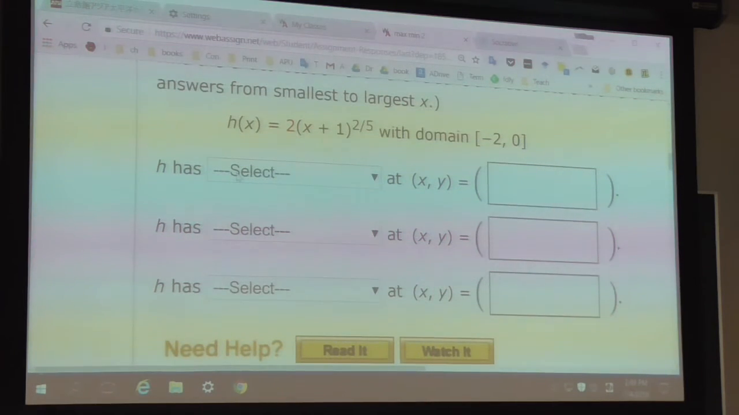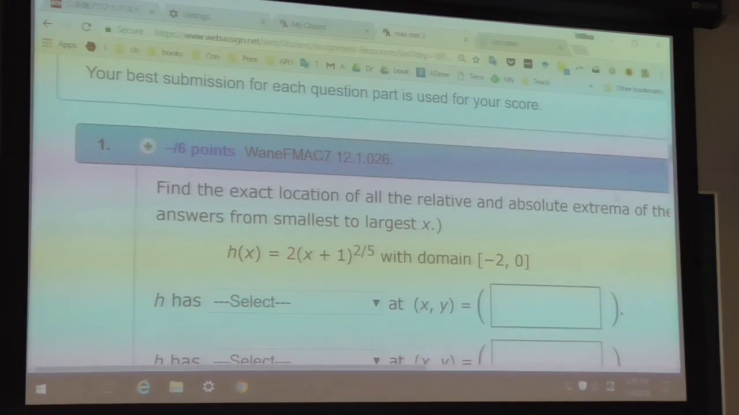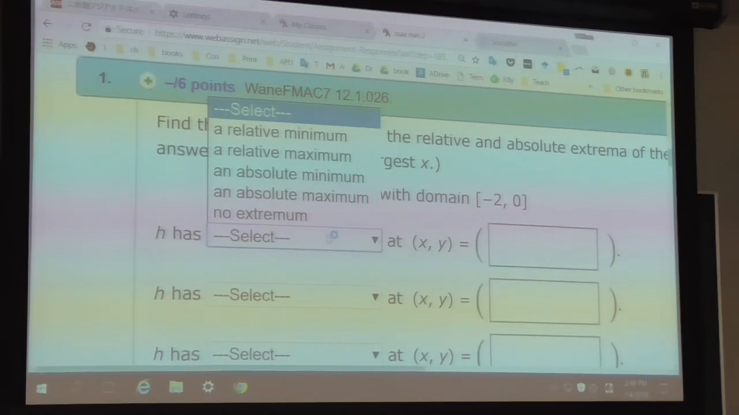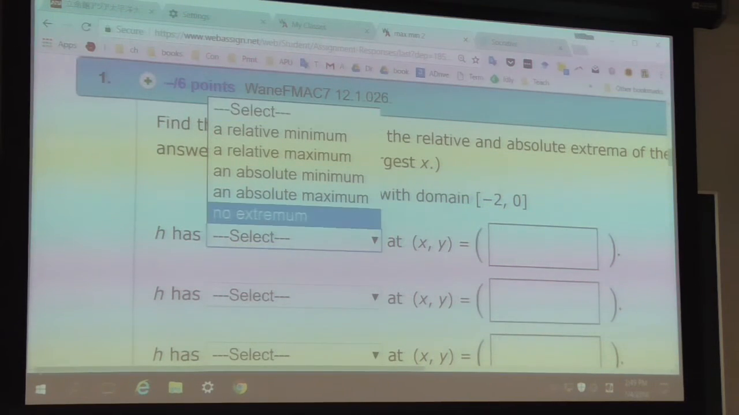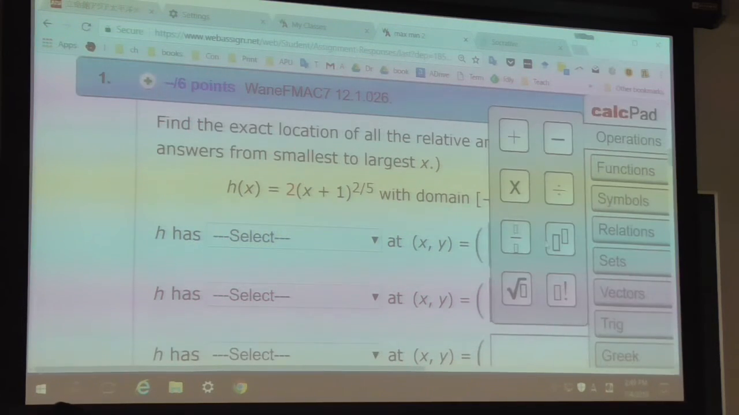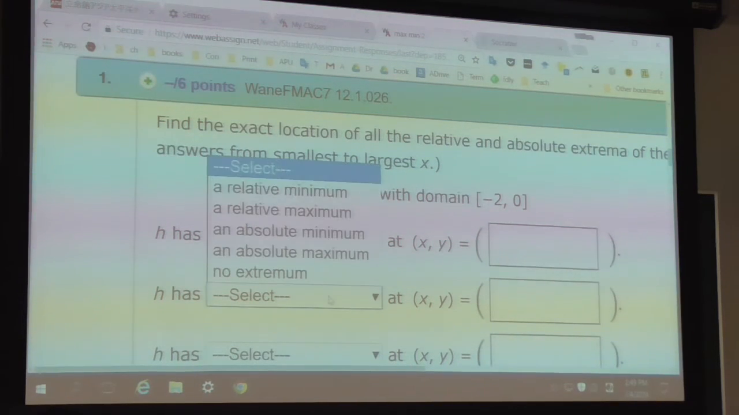So here, by the way, they want you to write your answers from smallest to largest. So first, what was happening at -2? Absolute maximum. So you write absolute maximum here, and then you put coordinates here. And then what do you do next? Absolute minimum.